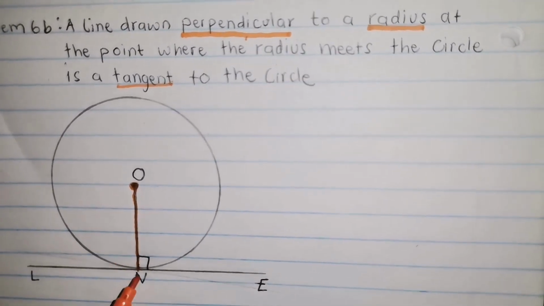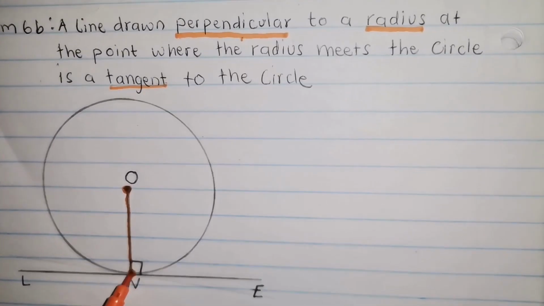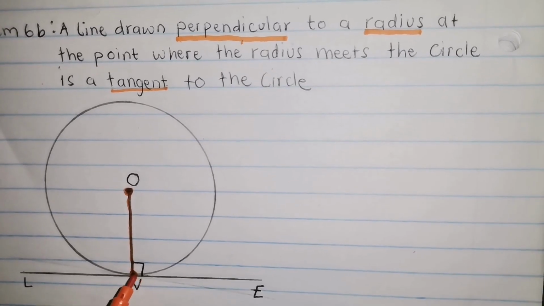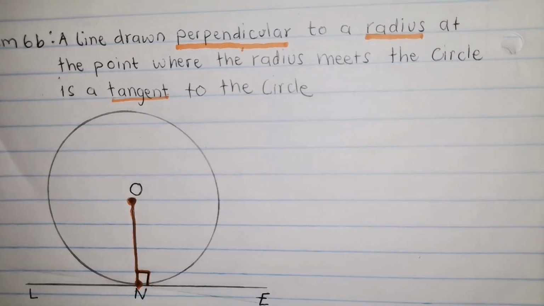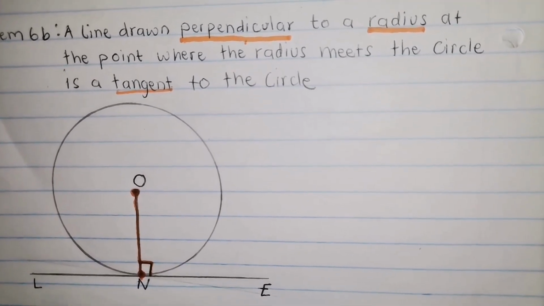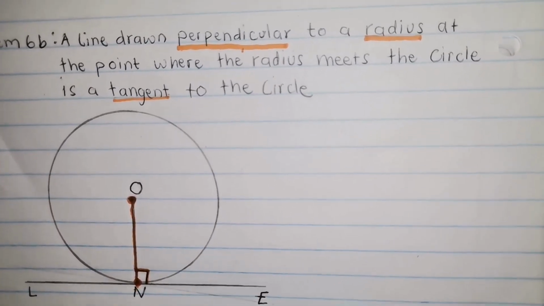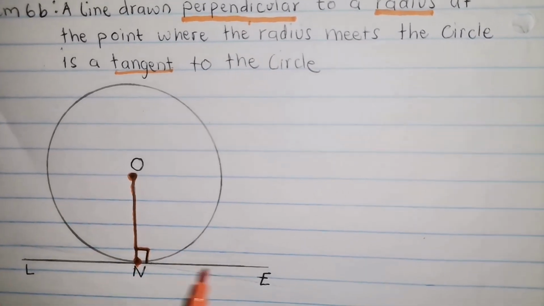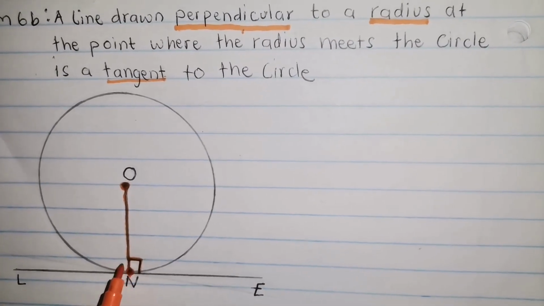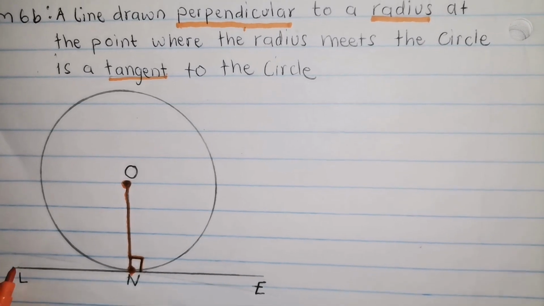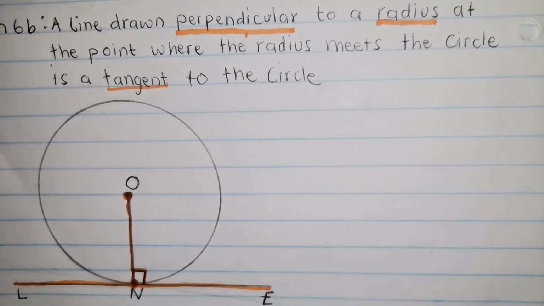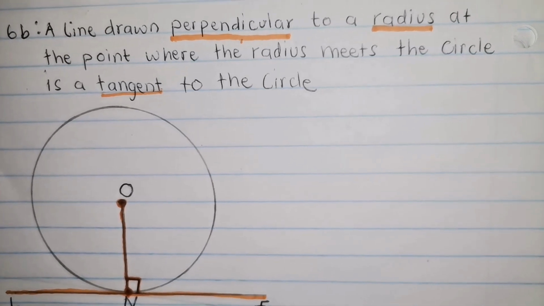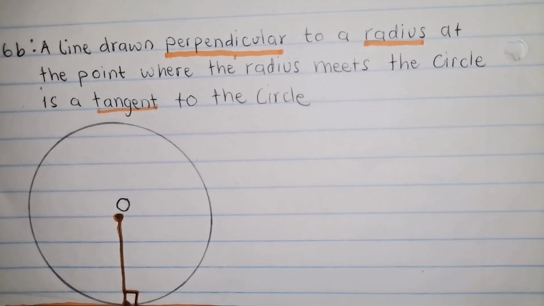Our radius meets this line at point N, and our radius is perpendicular to this imaginary line. You don't know this line, but since these two lines, our radius and this line, touch at point N and form a 90-degree angle, that means this line here is our tangent. Therefore, you can conclude by saying it's a tangent according to the statement, guys.